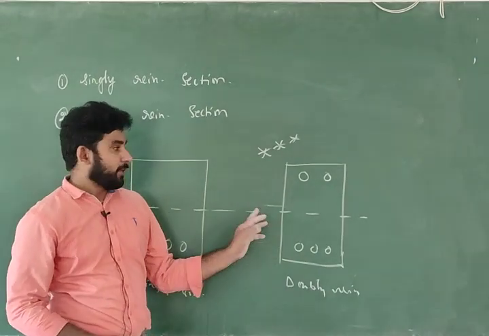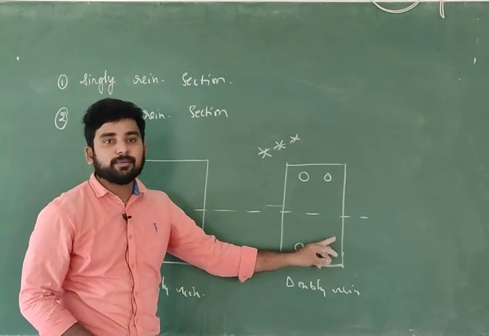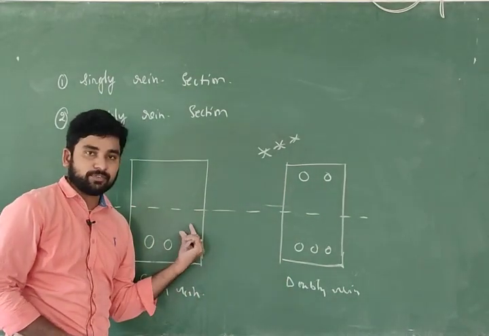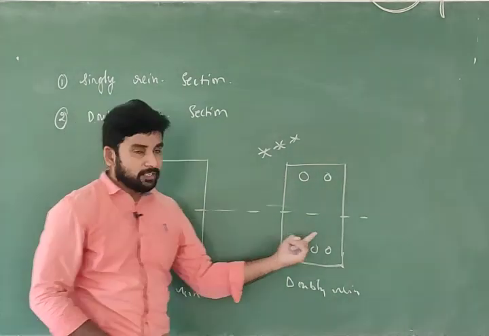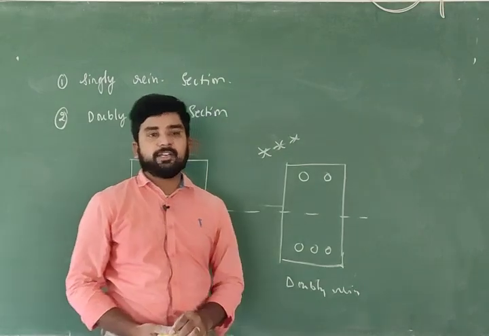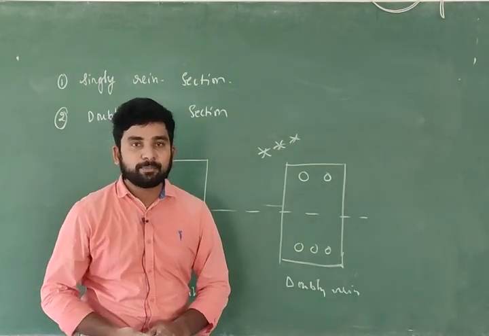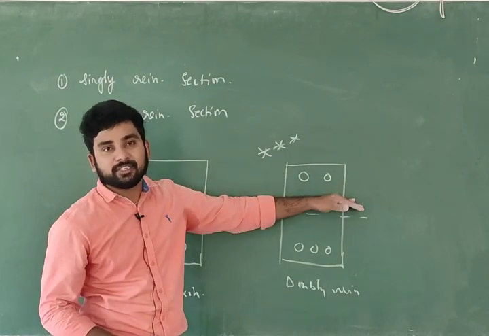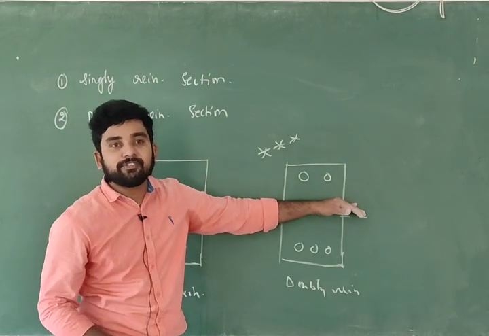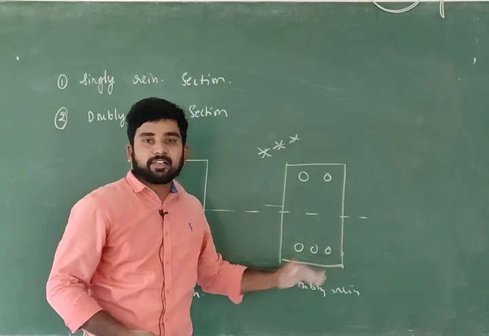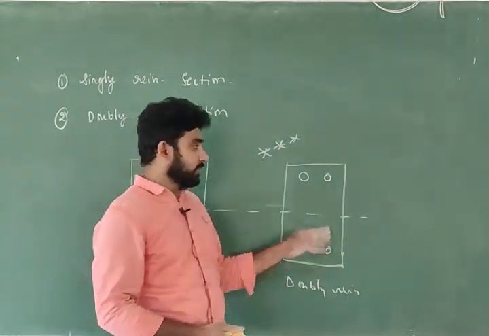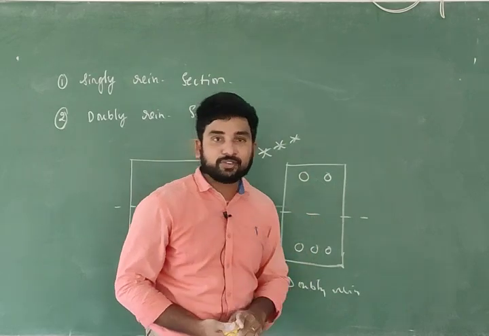In almost every paper you can see there is a problem from doubly reinforced, a 1 mark or 2 mark question from singly reinforced. Sir, when will we go for doubly reinforced? In the previous class you said that above the neutral axis it is completely compression, so concrete will take care, and below the neutral axis there is tension, so steel will take care, but you are providing steel in the compression zone also.